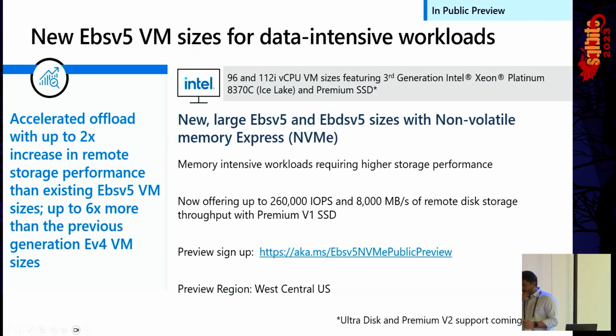Now, there are a few customers who came to us and said, even in Ebdsv5, we really need more IOPS. This one is in preview right now. We are coming up with 260,000 IOPS and 8,000 Mbps VMs with the new Ebdsv5 series. And this one comes with NVMe disks attached to it. This is right now in private preview, I guess. And this is in public preview.